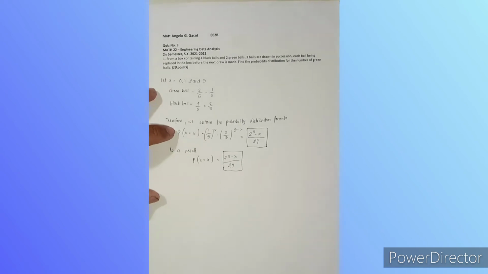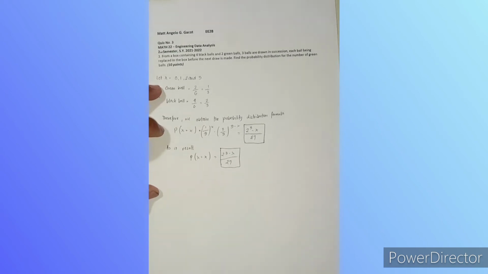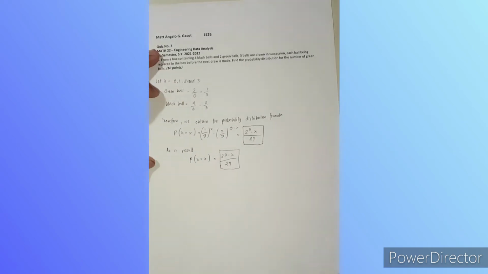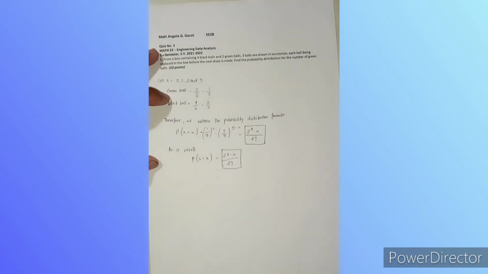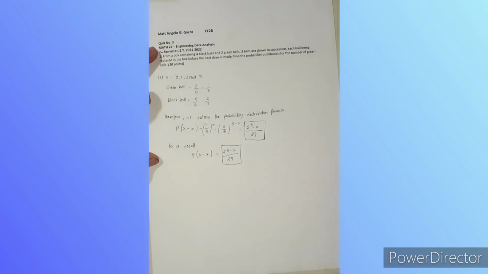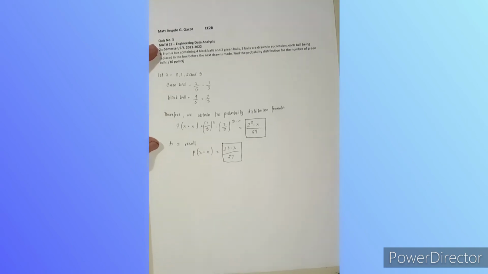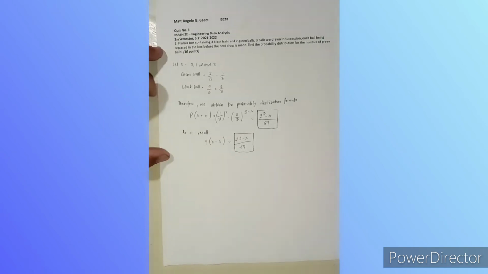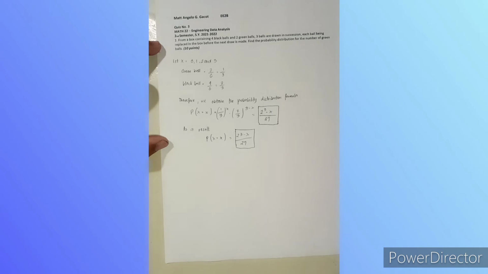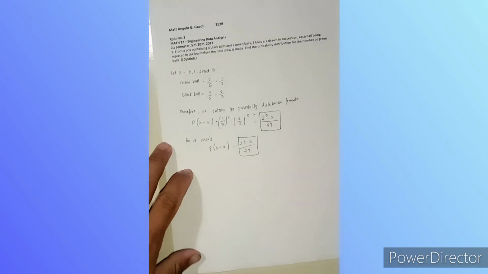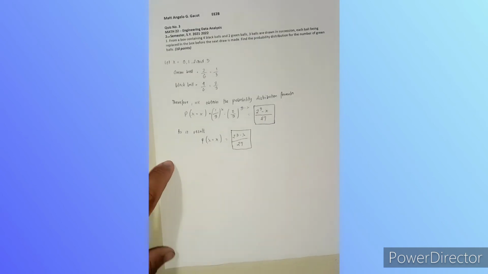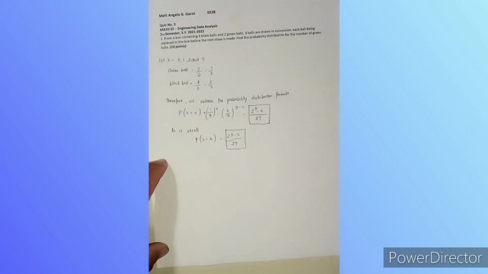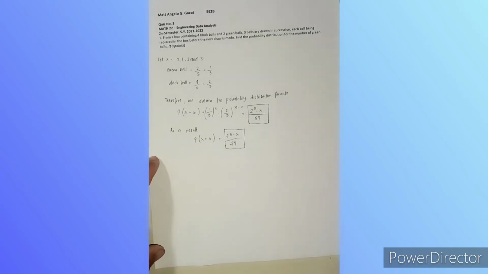P(x) = (1/3)^x, our green balls, times (2/3), our black balls, raised to 3 minus x. So, as a result, P(X = x) we obtain as 2^(3 - x) over 27.